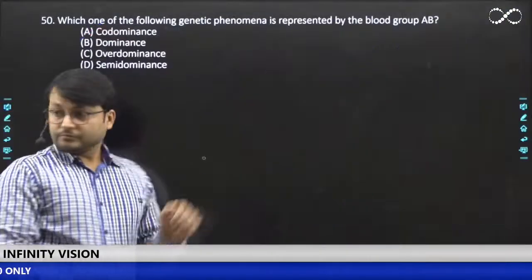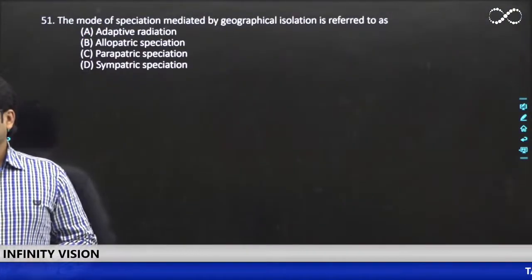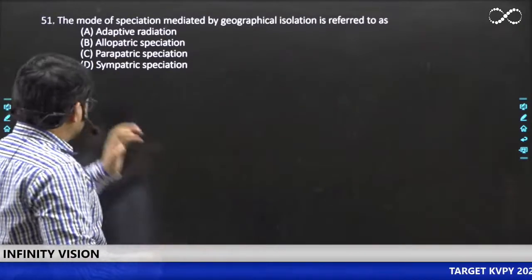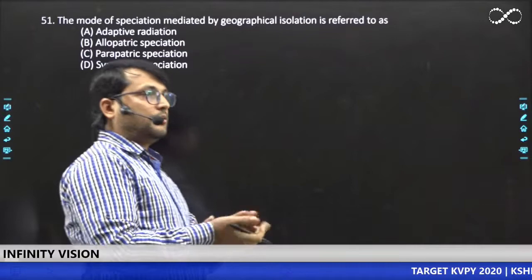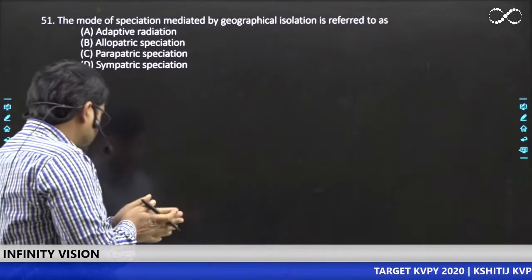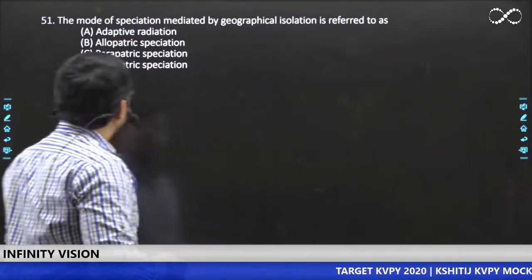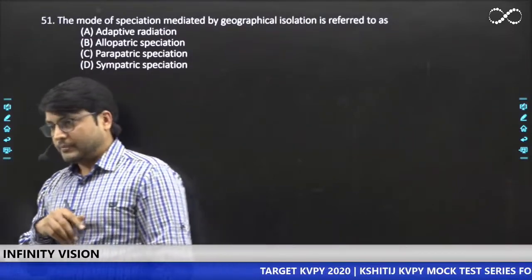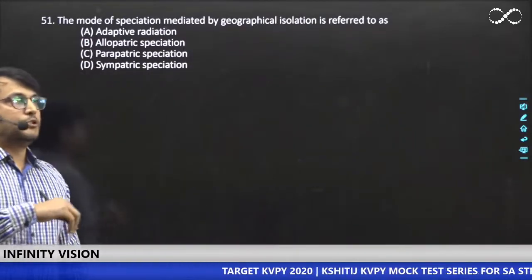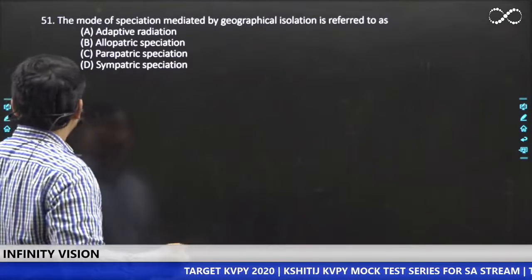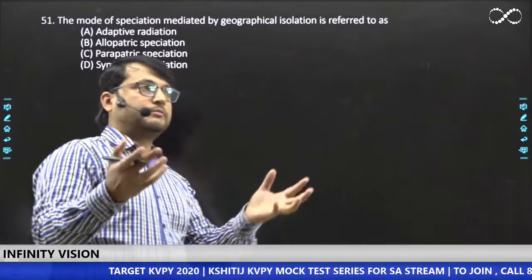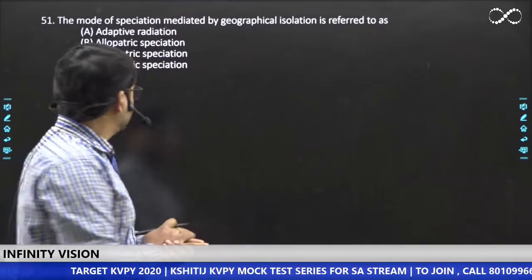Okay, let's move to the next question. Great. The next question is question number 51, and this is about the mode of speciation. Now, have a look at this question. It says the mode of speciation mediated by geographical isolation is referred to as. What should be the correct answer?